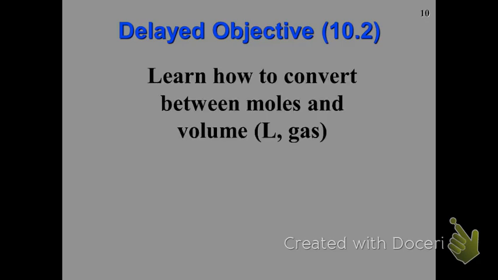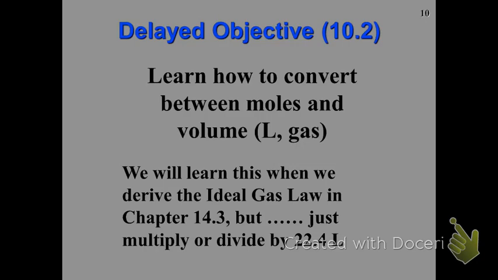Now, before we get on to these more complex problems, which are known as mixed mole problems, we do have one delayed objective, and we go back and forth on whether we should teach this or not. This year, Miss Page and I have decided to teach it along with gases. This is also in section 10.2 of your textbook, and it's to learn how to convert between moles and volume. We just decided to omit that for the time being. However, you will learn this when we derive the ideal gas law in chapter 14.3. This is our chapter on gases.